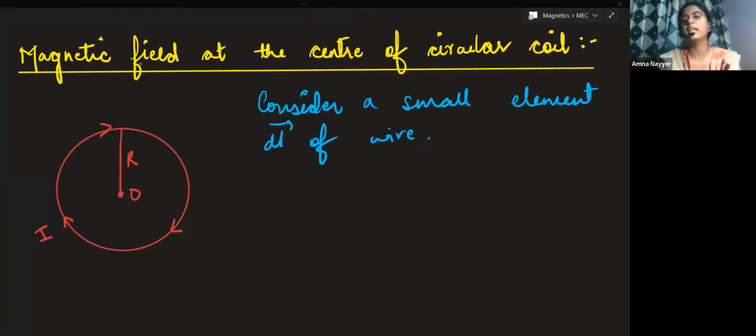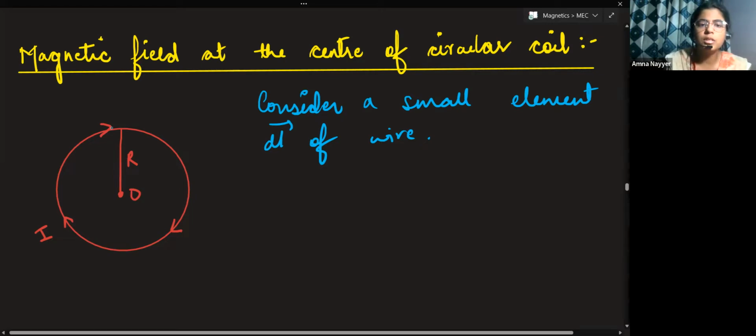Now see, magnetic field at the center of a circular coil. First we are calculating it at the center. Axis we will see later on. Right now we are just calculating magnetic field at the center of this. Now consider a small segment, that is DL.